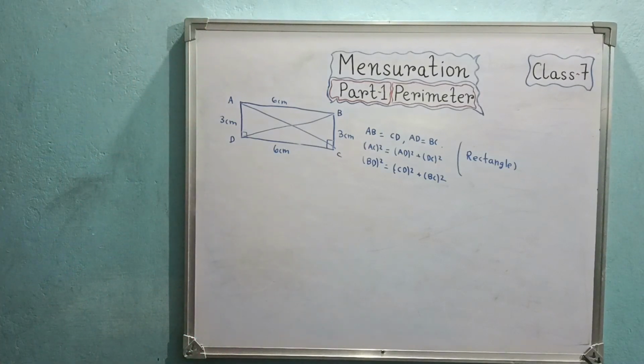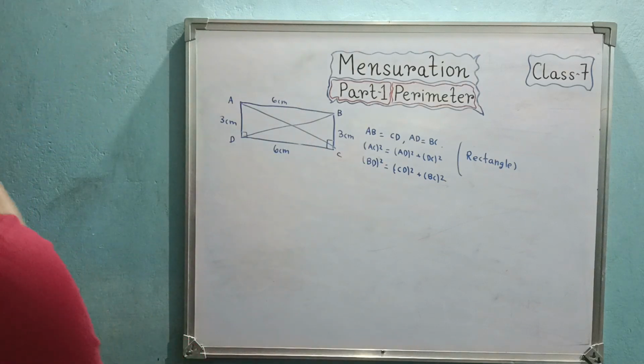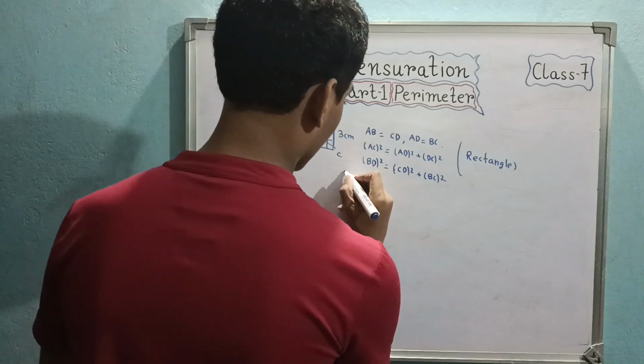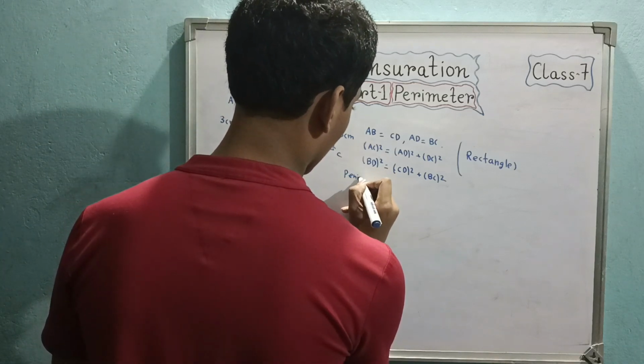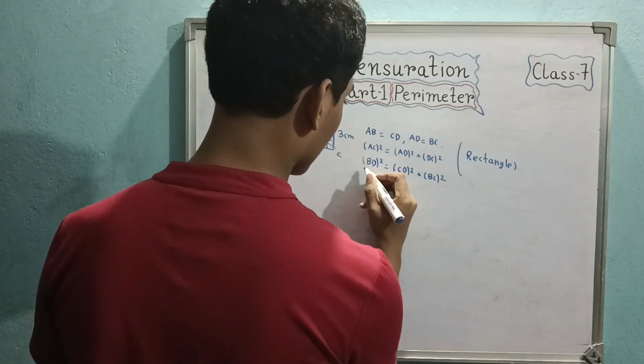Now you have been told to find the perimeter. Perimeter is the total length of this rectangle. Okay. So perimeter you can find out using a simple formula here. Perimeter of perimeter. Let me write it a little bit this side.